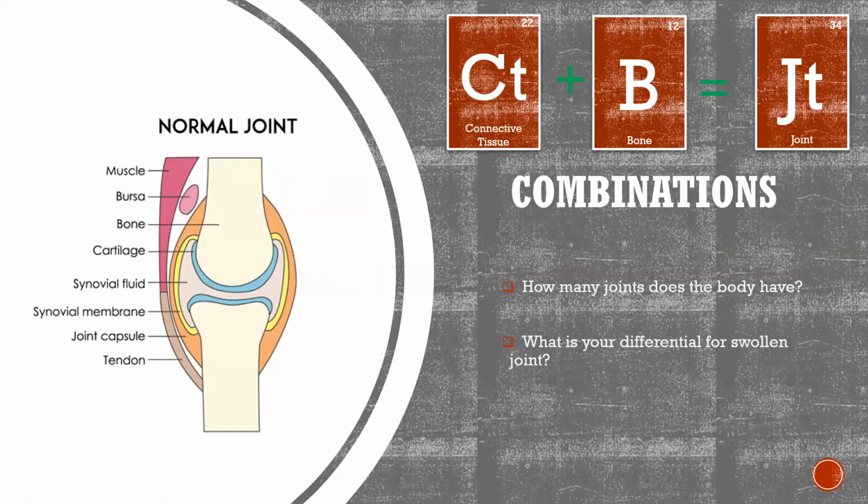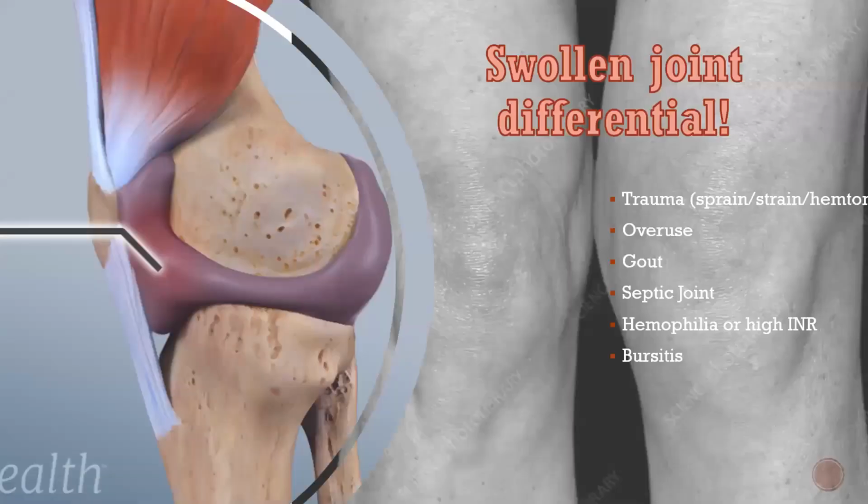We already sort of talked about how we have connective tissue and bone and muscle and nerve all joints together. And there's a lot of other combinations that we could be doing. But I wanted to go through our swollen joint differentials. Now remember that this isn't just a knee, even though that's all I've pictured here.